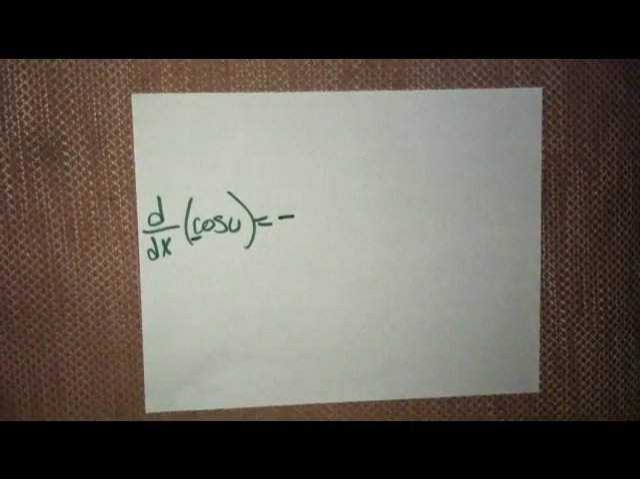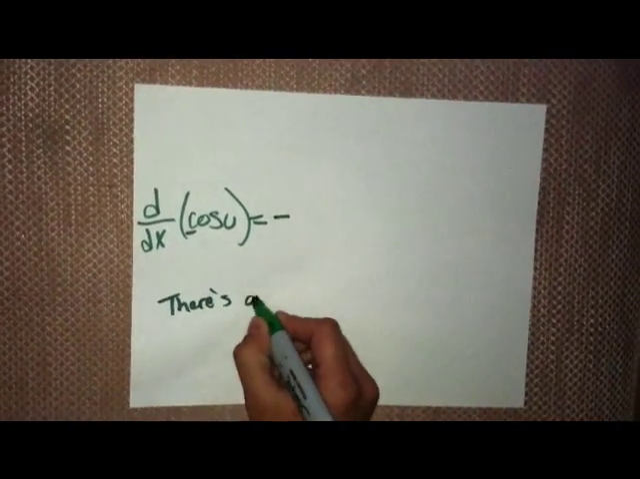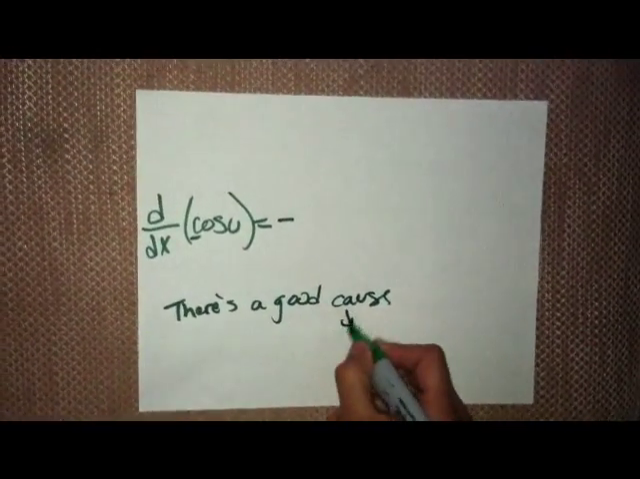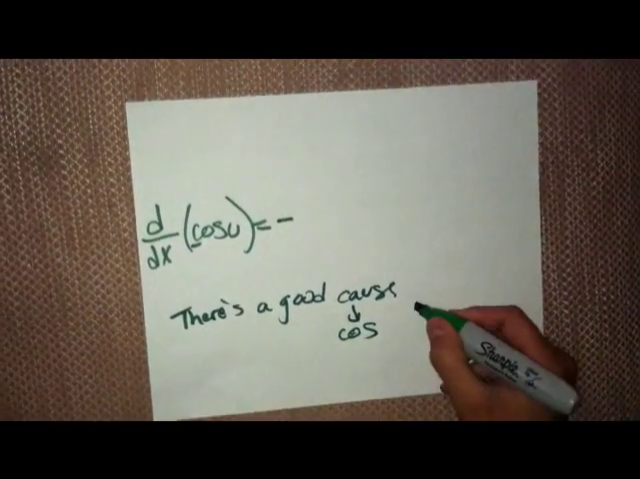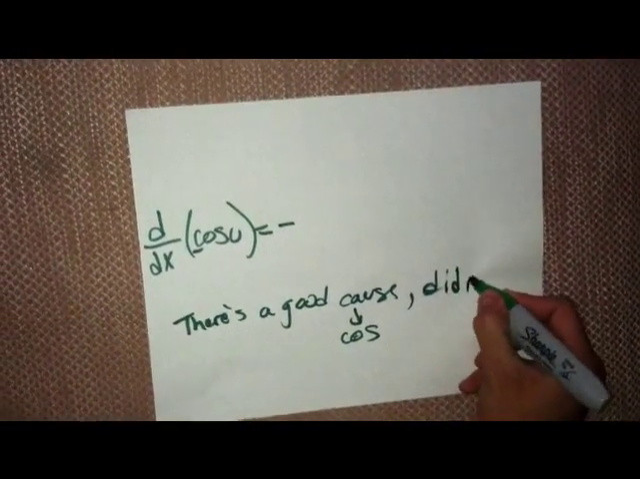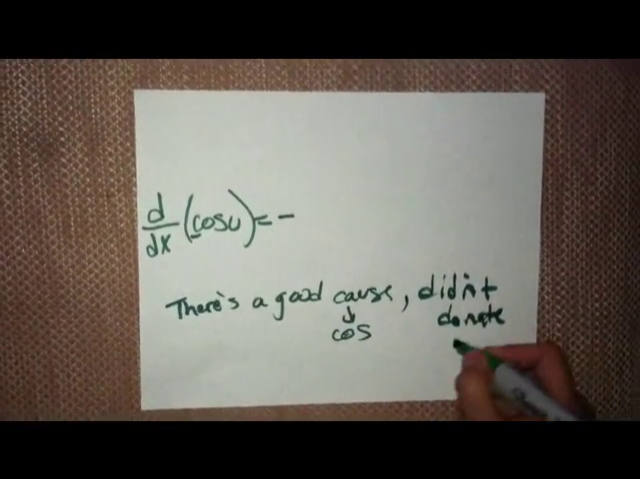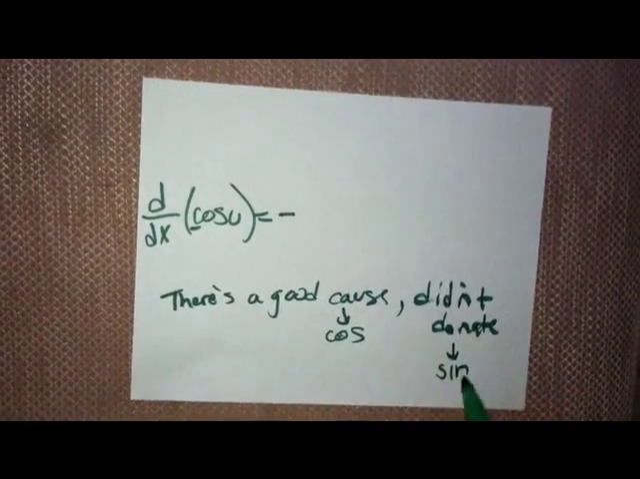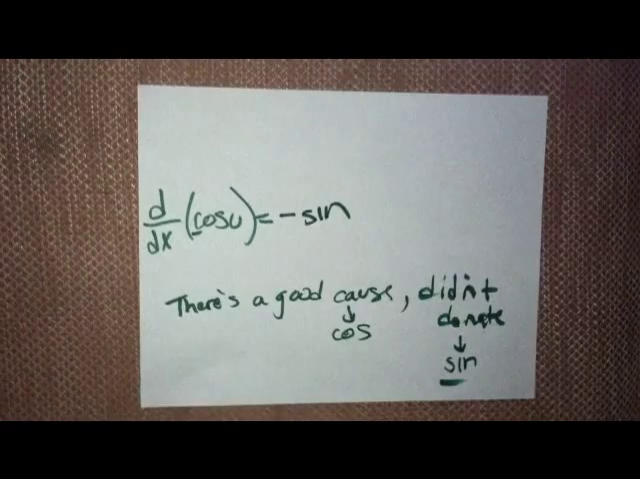Alright, so the derivative of cosine, you're going to think of there's a good cause. And that cause is going to make you think of cosine. But the thing is, you didn't donate to it. And that's a sin. And that sin is where you're going to remember to put sine for your cosine's derivative.